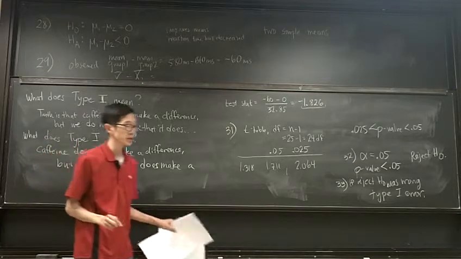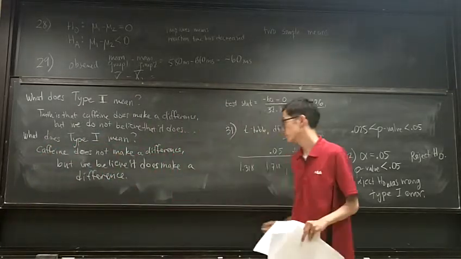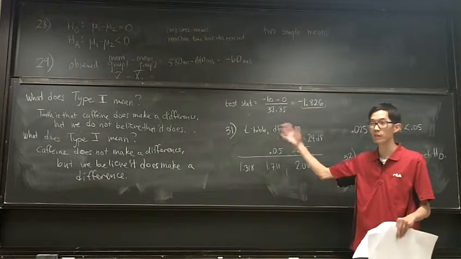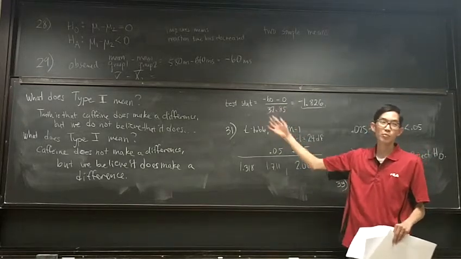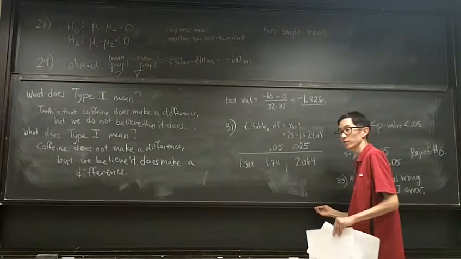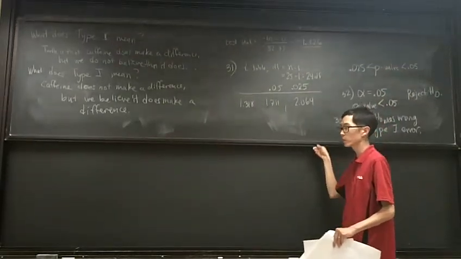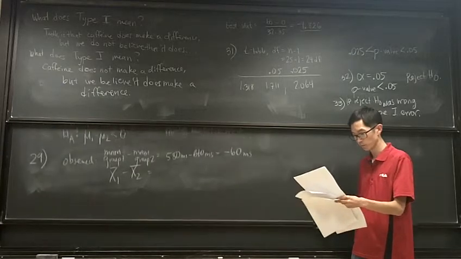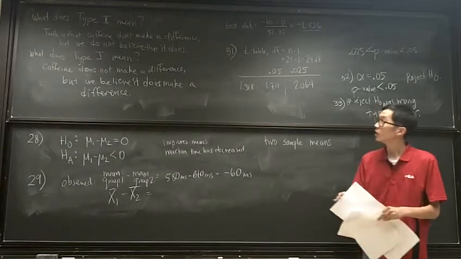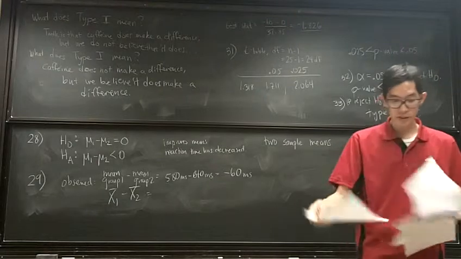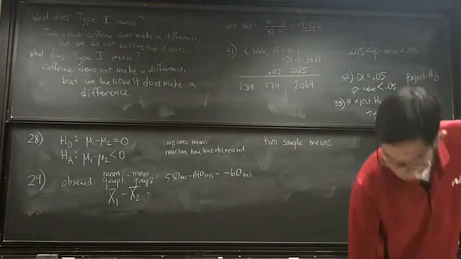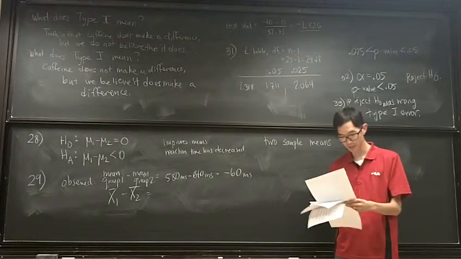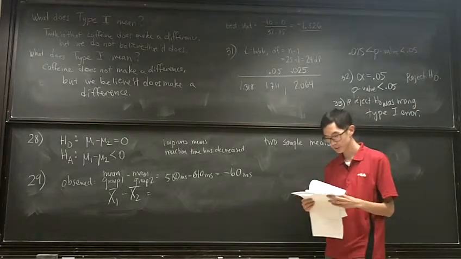So that's a type 1 error in the context of this problem, okay? There might be something like that where you've got to make a practical interpretation of what it means to make a type 1 or a type 2 error. Alright, that's 28 through 33. Okay, so we'll keep going.